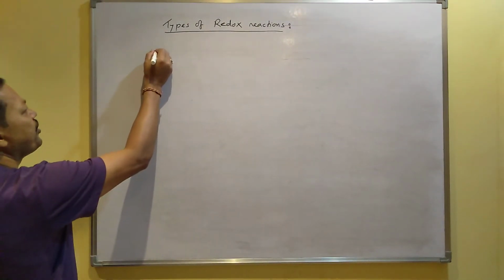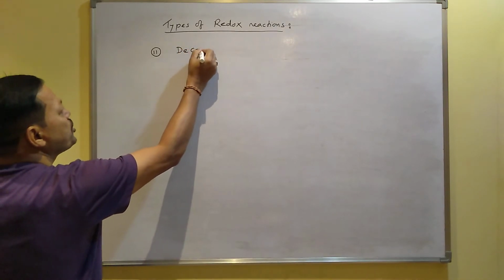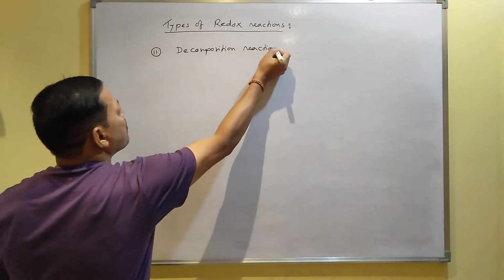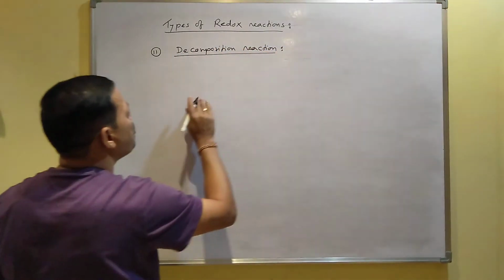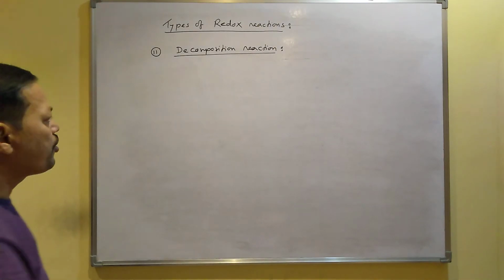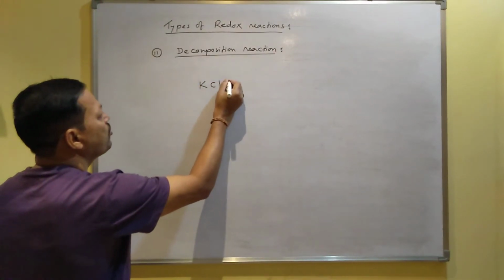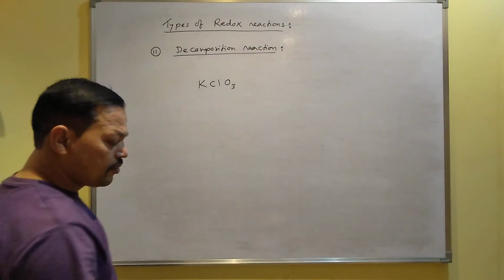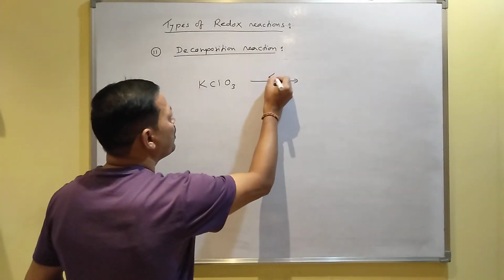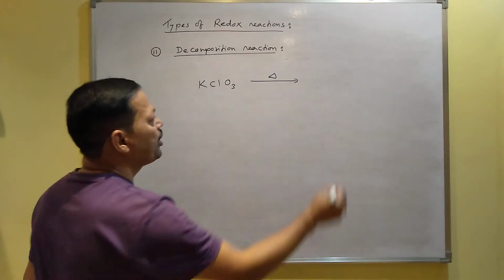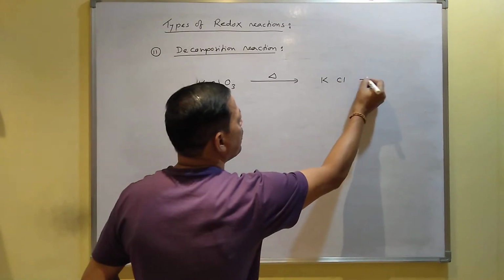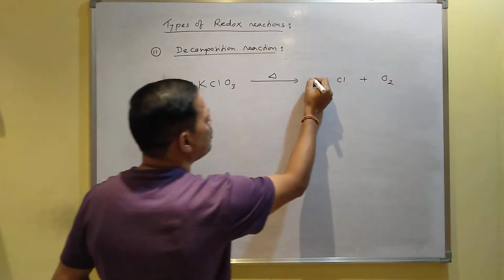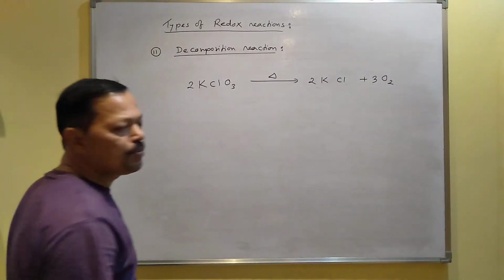Another type of reaction is called decomposition reaction. A decomposition reaction may be one example of redox. For example, this is one compound called potassium chlorate, KClO3. When you heat this compound, it undergoes decomposition and produces potassium chloride and oxygen. To balance this reaction, you can put 2 here, 3, then the equation becomes balanced.